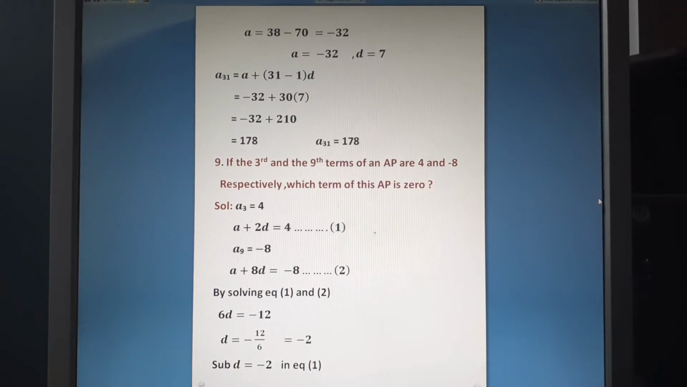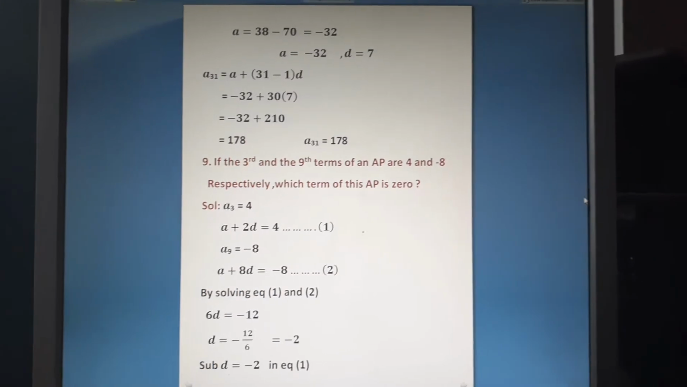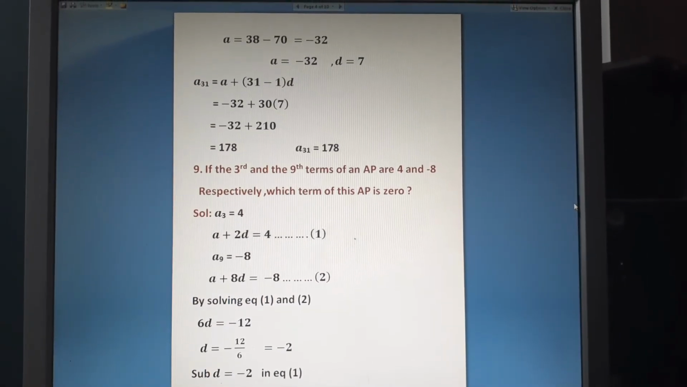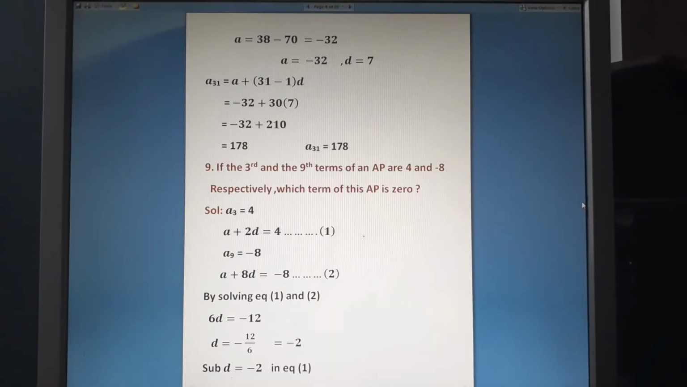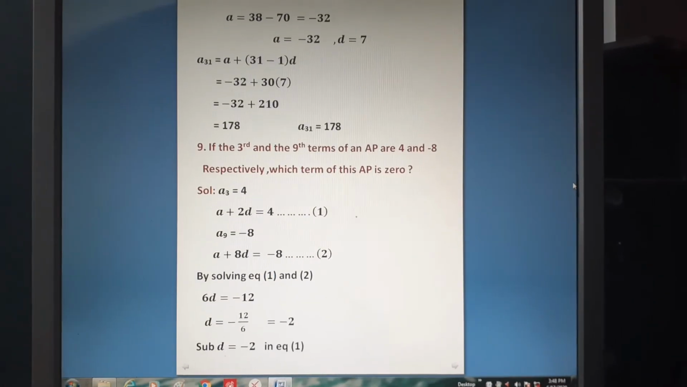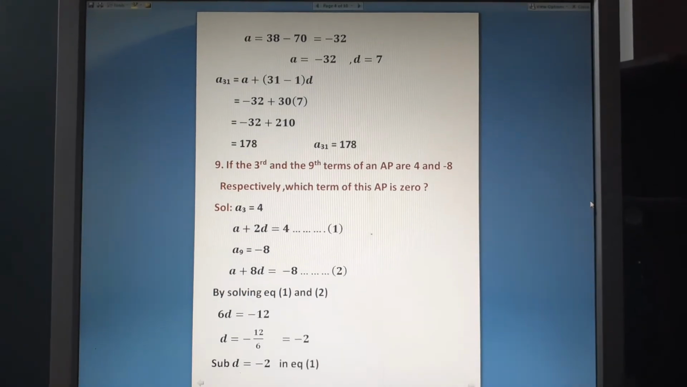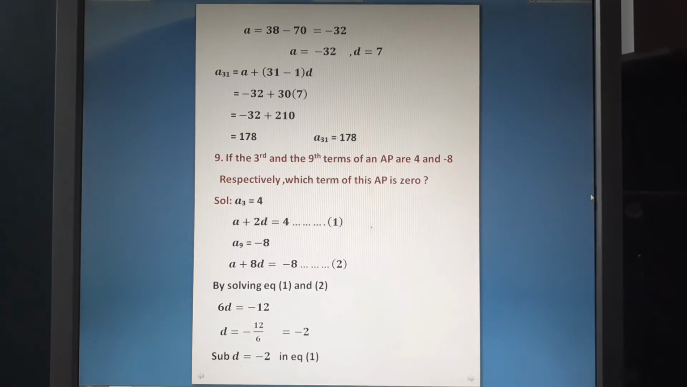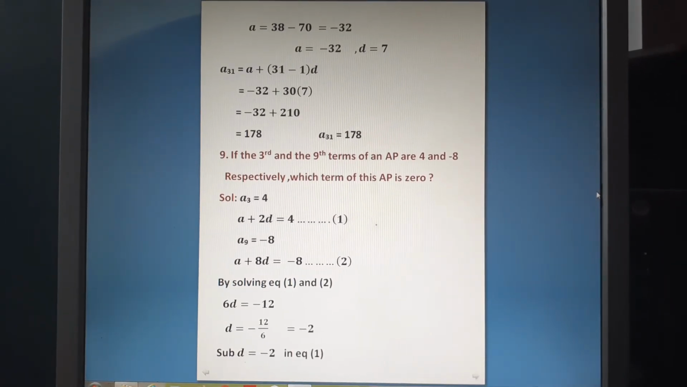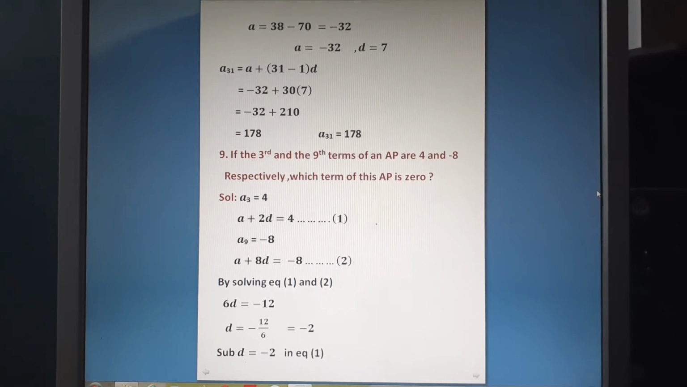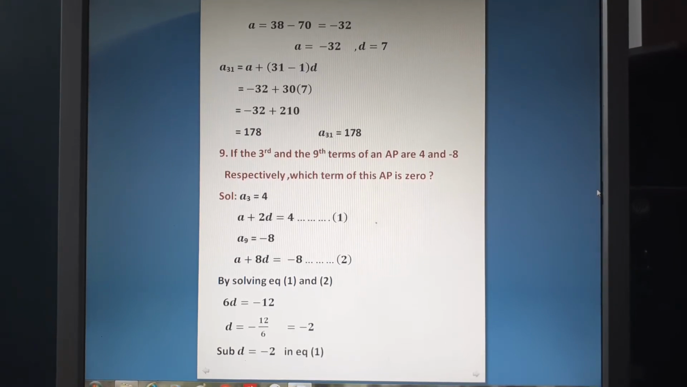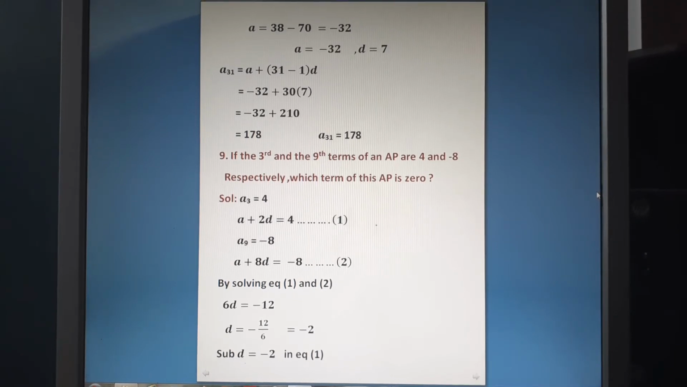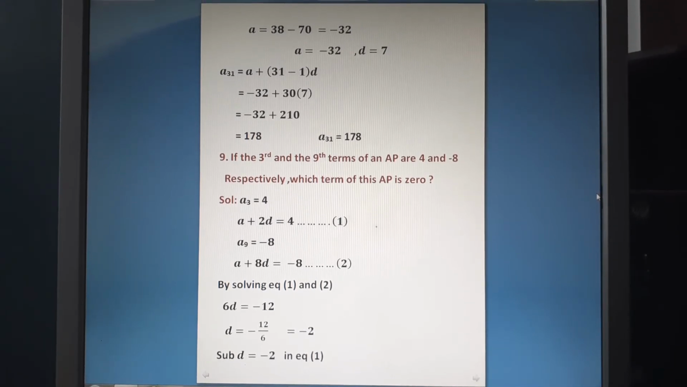Here a is equal to minus 32, d is equal to 7. The 31st term is equal to a plus (31 minus 1) into d, that is minus 32 plus 30 into 7, that is equal to minus 32 plus 210, that is equal to 178. So, the 31st term is equal to 178.